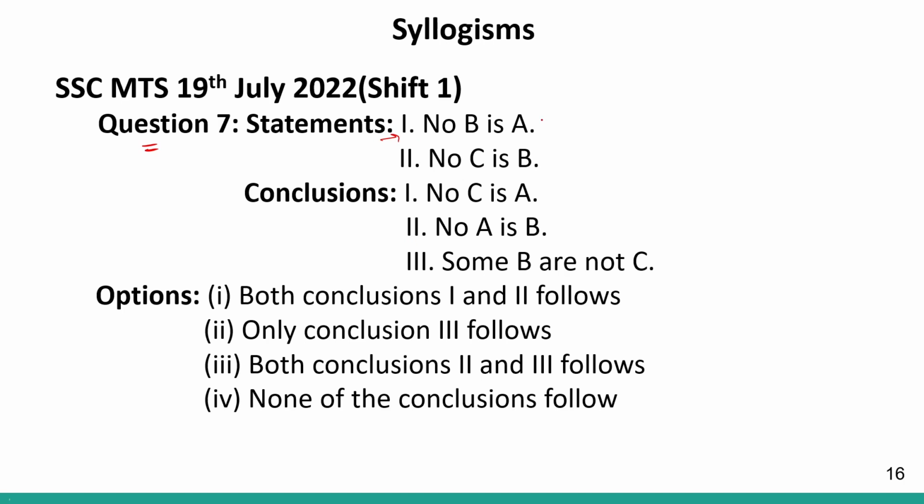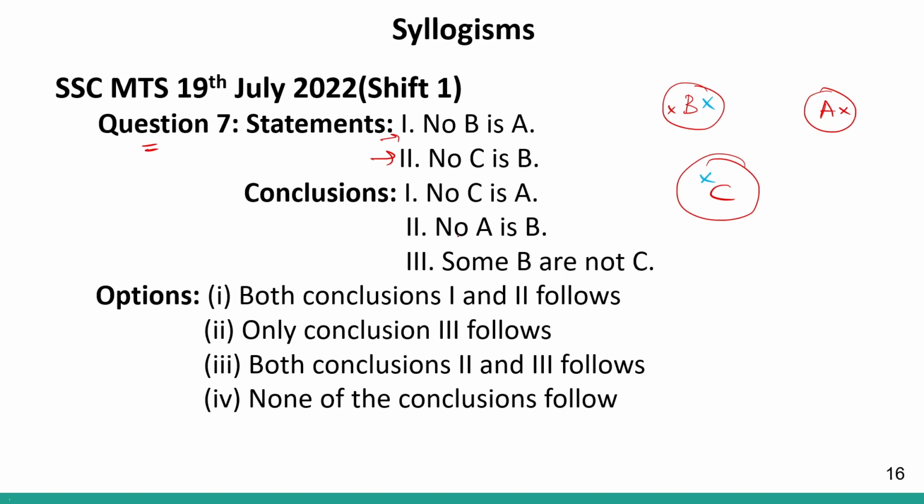Statement 1 says no B is A. That means B and A will not overlap, correct? Second one says no C is B. So no C is B means C and B will not overlap with each other. But there is no restriction on C and A. No C is B is written like this. C and B will not overlap with each other.